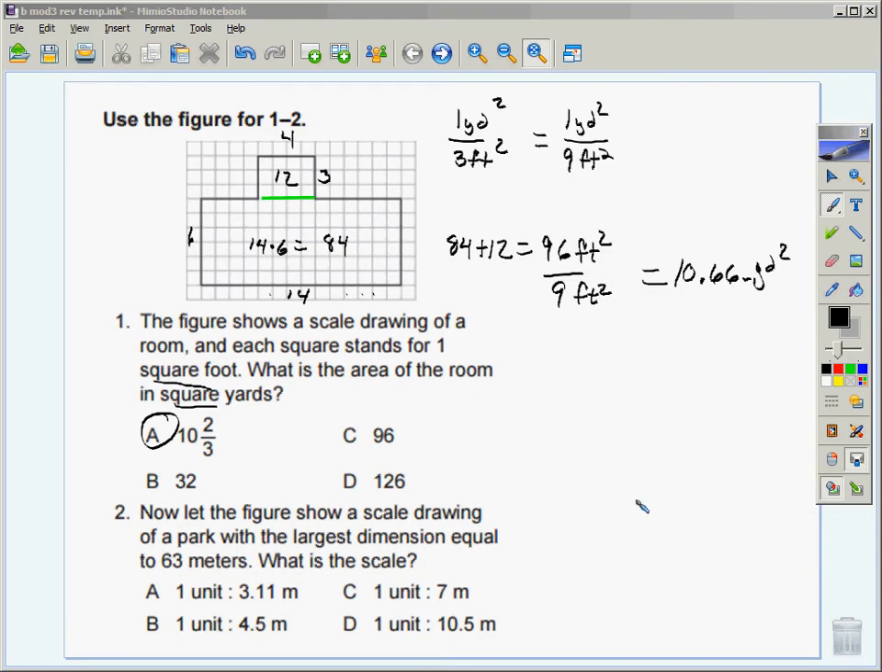In number 2, it says, now let the figure show a scale drawing of a park with the largest dimension equal to 63 meters. So you'll notice that 14 units is going to be equal to 63 meters. Since I want a unit rate, I'd take 63 and divide it by 14, and 63 divided by 14 is 4.5. So 1 unit is 4.5 meters. The correct answer is B.